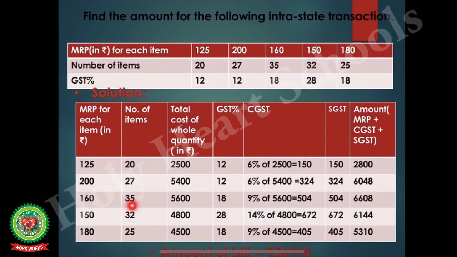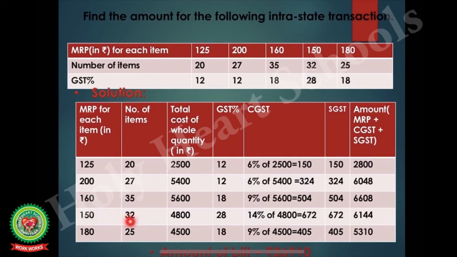Now for the third item, the MRP is rupees 160. The number of items purchased are 35. So the total cost on multiplying comes out to be rupees 5600. The rate of GST is 18%. So the CGST will be 9% of 5600, which comes out to be rupees 504. And SGST will also be rupees 504. So the amount comes out to be rupees 6608.